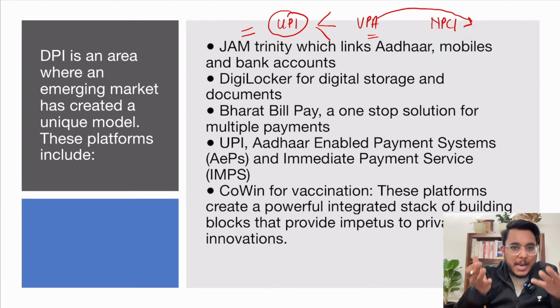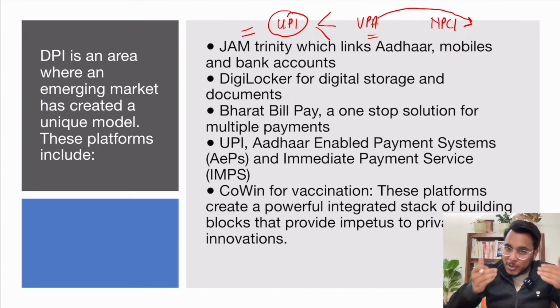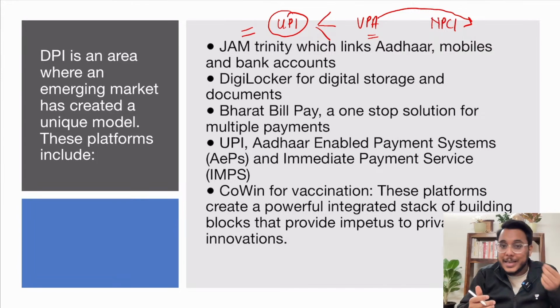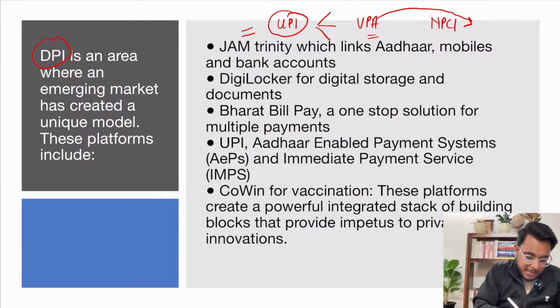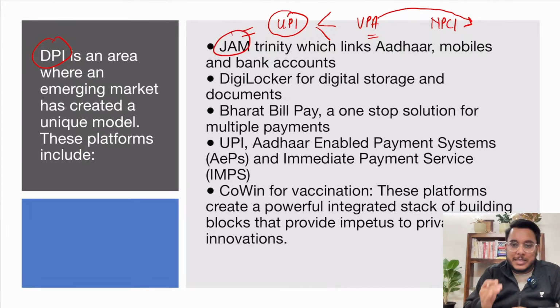Today, when we talk about India, India has one of the most robust fintech ecosystems in the world, and that fintech ecosystem is based on these APIs that have been developed by government entities. Now, we have certain examples of these DPIs, that is, the digital public infrastructure. Some of the examples, for example, JAM. Now, what is JAM?